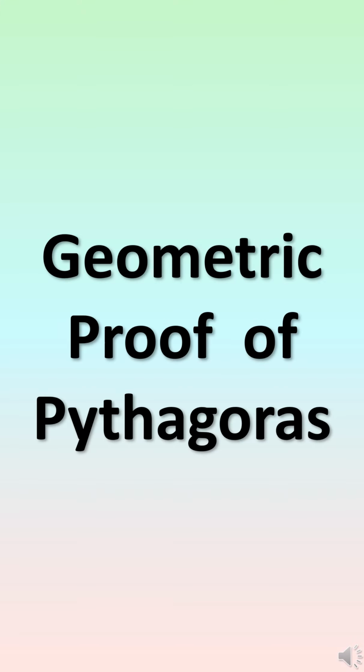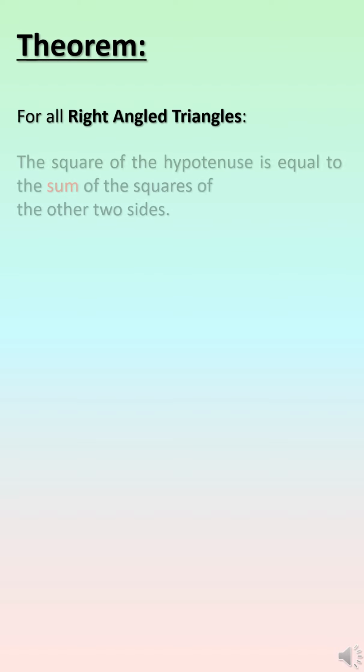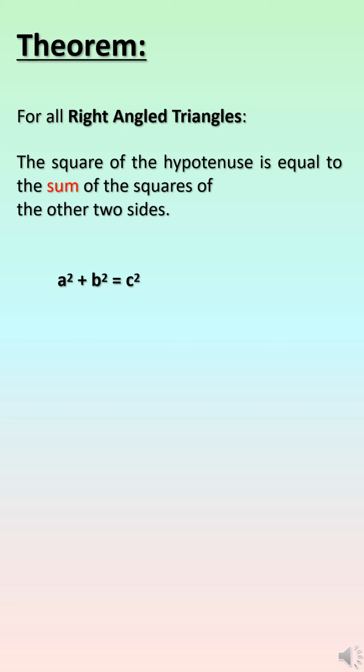Hi everyone, this is a basic geometric proof of how Pythagoras works for right-angled triangles. The theorem of Pythagoras is stated as follows. The square of the hypotenuse is equal to the sum of the squares of the other two sides. This can be stated mathematically as a squared plus b squared is equal to c squared.